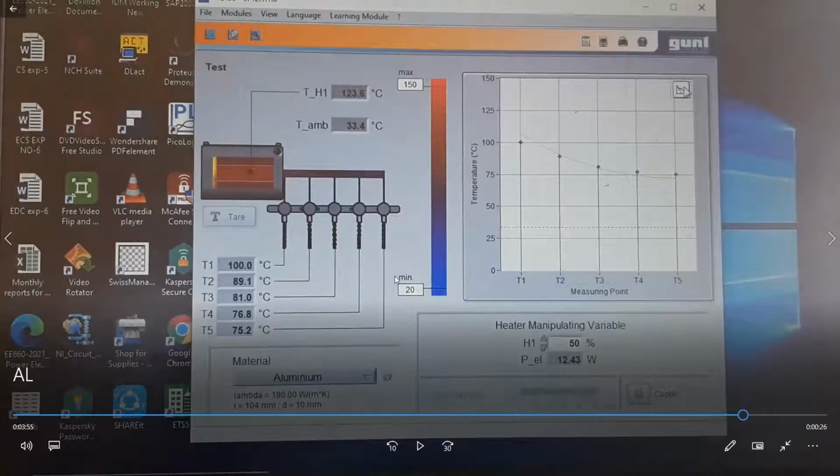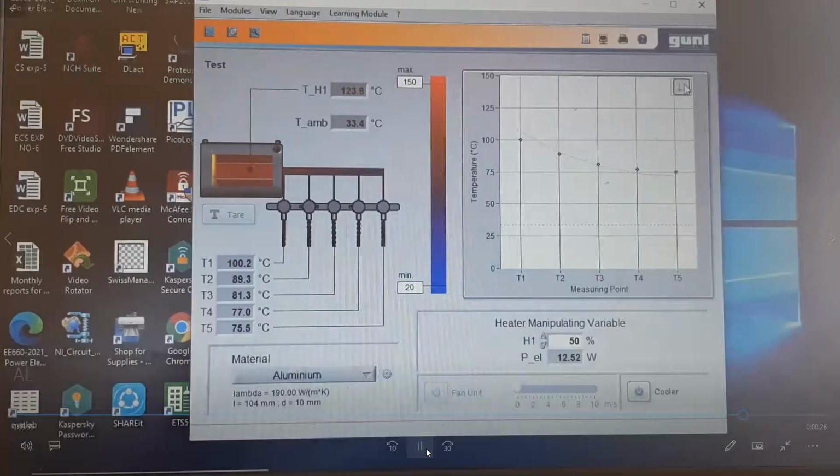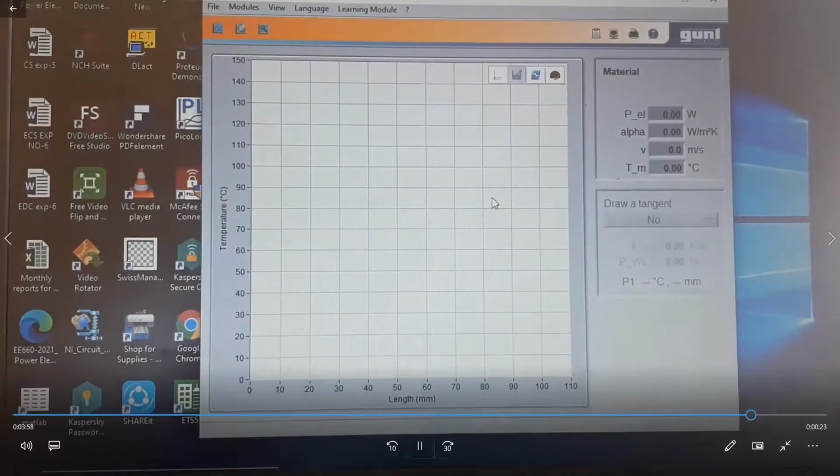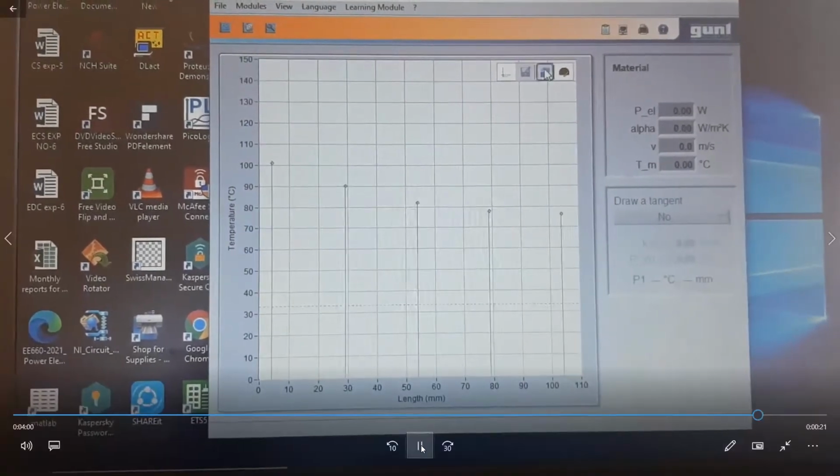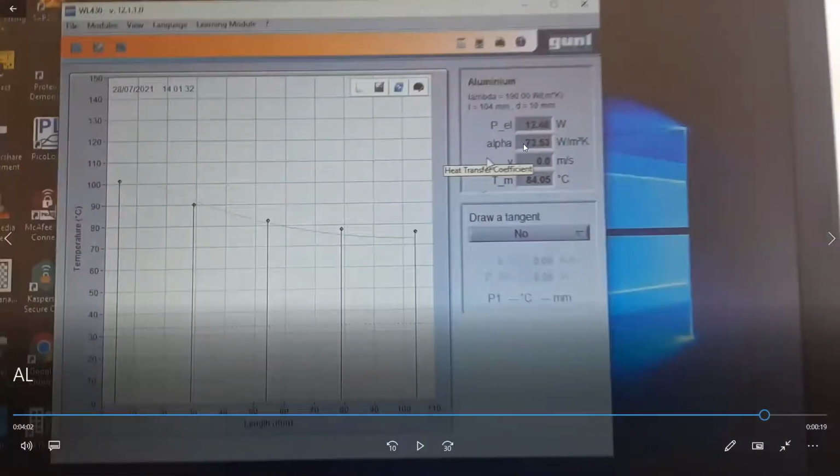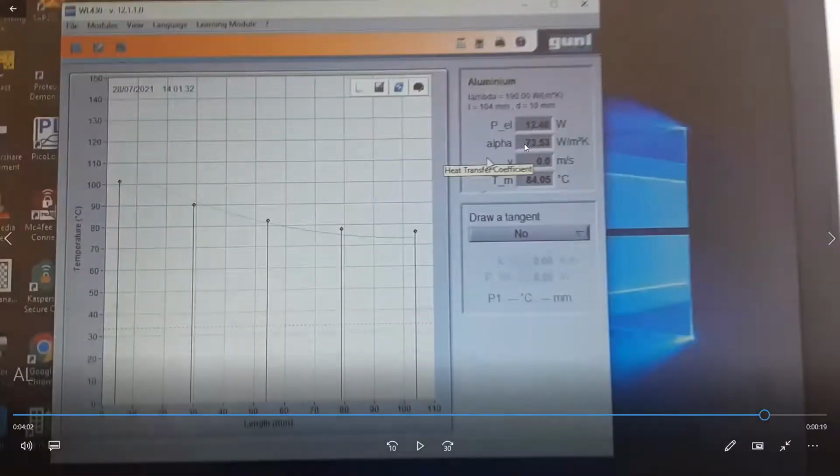Okay, so we'll see the thermal resistance, alpha. This is the data for that one. You can see alpha is slightly higher than the copper. The resistance is slightly higher. Therefore, the temperature difference is higher than the copper.